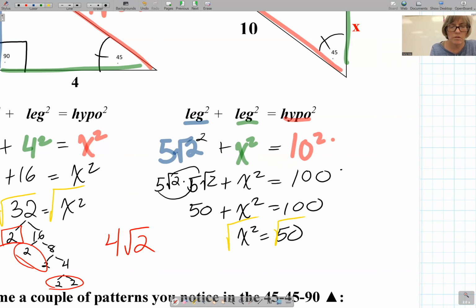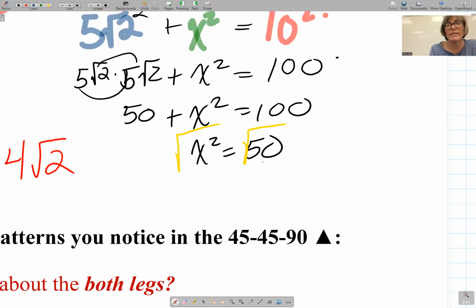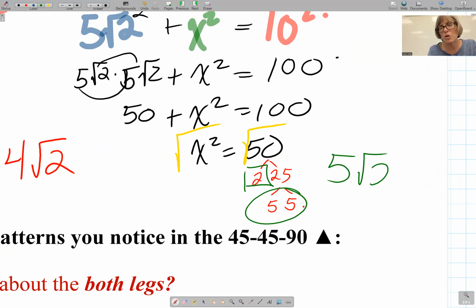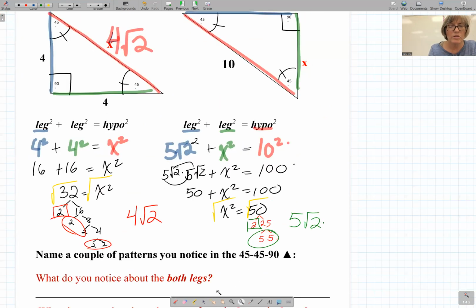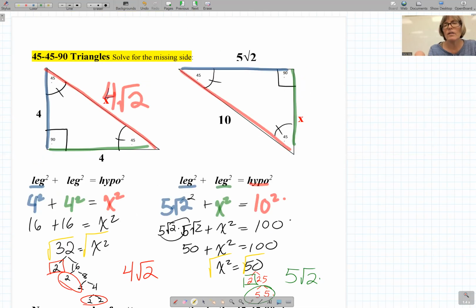Square root. Factor. And we noticed here we have a pair of 5s and a single root 2. So take a look at what we have here. There is a pattern I'm going to ask you to take a look at and try to identify. And it's the same pattern for both triangles. So let's take a look here.